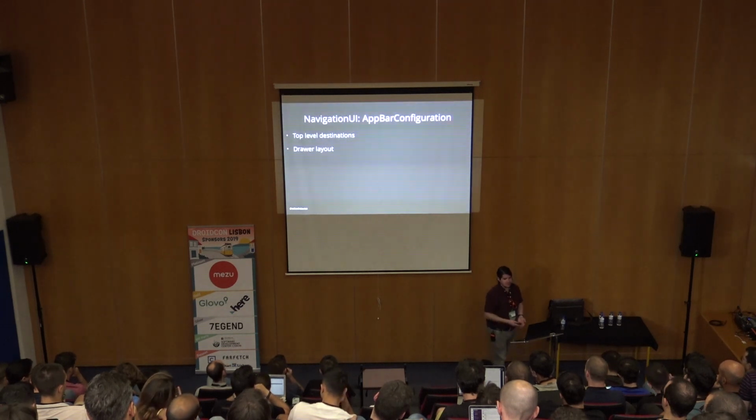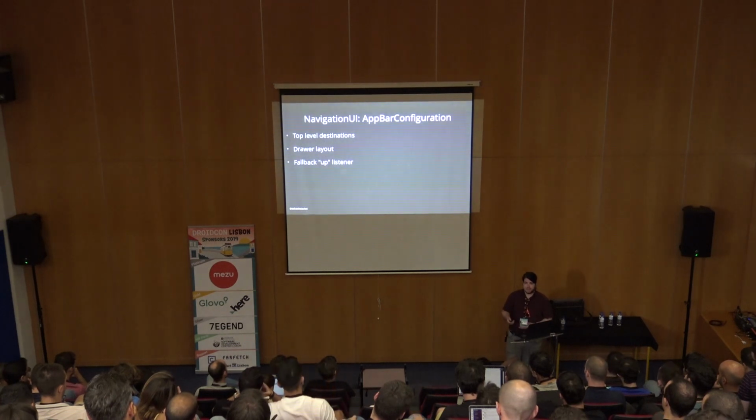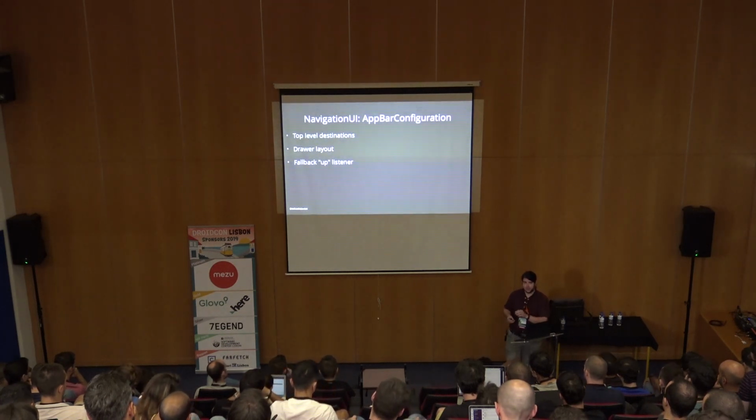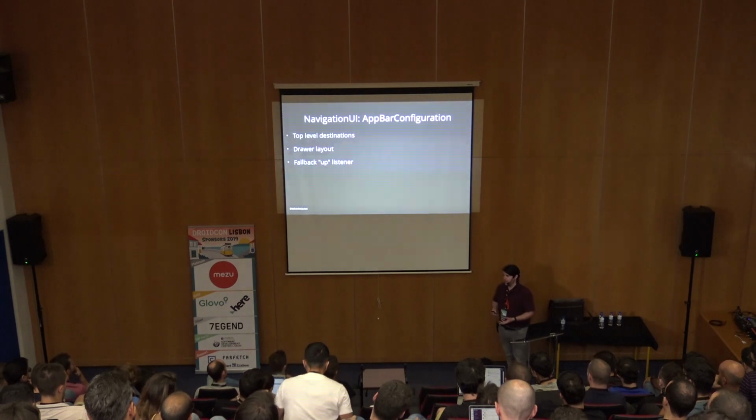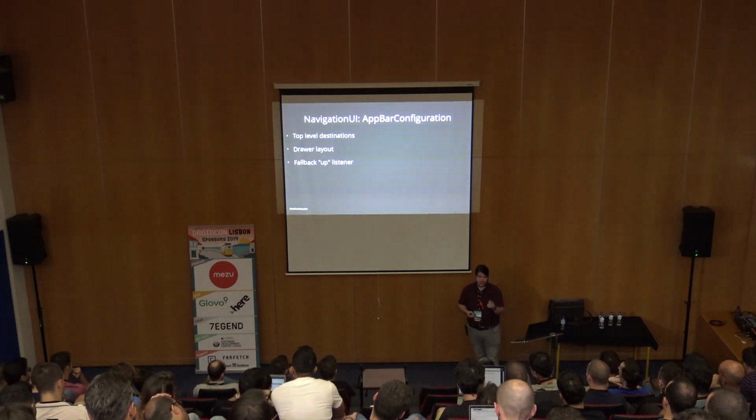If you're using the drawer layouts, obviously this is catering for this. You can define a fallback up listener. So if you've defined an up button to show for the screen, but there's not actually an up behavior to happen, you can then specify that. Perhaps you want to have a custom icon there to do something a bit differently.